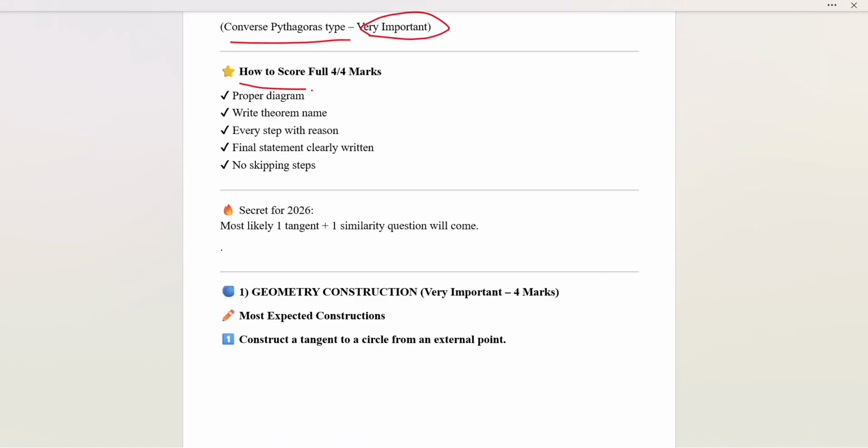So next is how to score full 4 by 4 marks. Okay, you can draw a proper diagram, write the theorem name, every step with a reason, a final statement clearly written, and no skipping steps. You can't miss steps when solving the sum or the theorem. You can't miss the steps in that particular theorem. So move to the next.